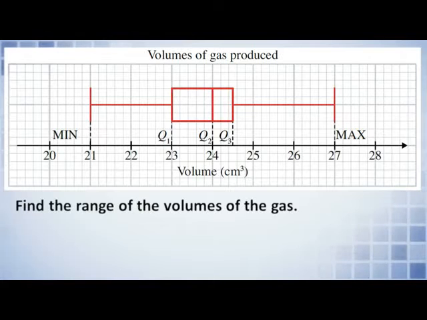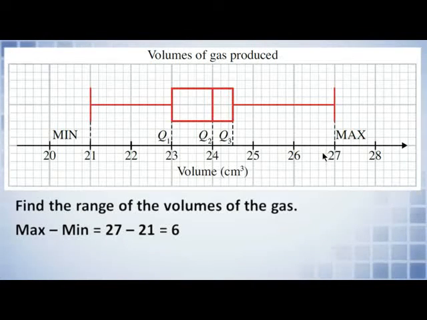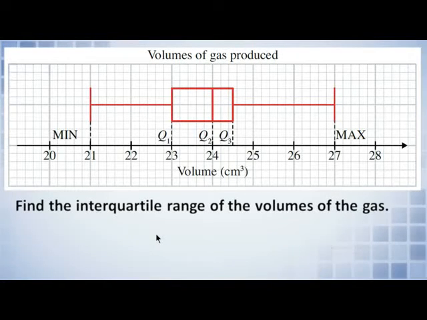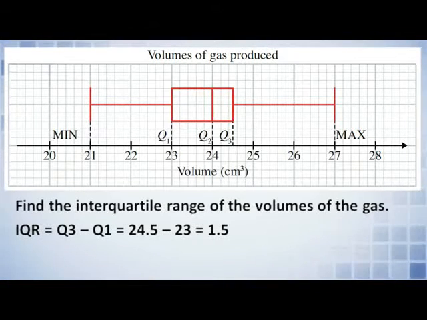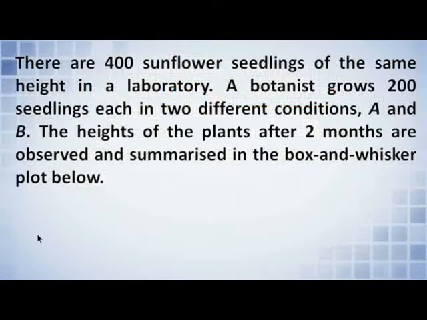Find the range of the volumes of the gas. You know that the range is the maximum subtracted by the minimum. The maximum is 27 and the minimum is 21, so the range is 27 minus 21 equals 6. Find the interquartile range of the volumes of the gas. You know that the interquartile range is Q3 minus Q1. Q3 is 24.5 and Q1 is 23. So the IQR equals 1.5.